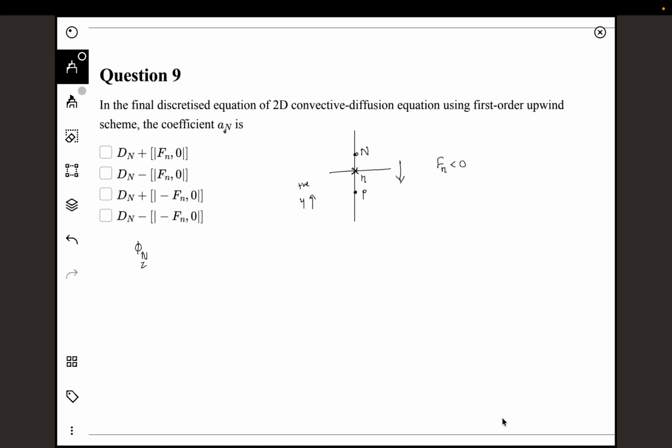So the term should have Fn with a negative sign. The next question is with respect to the plus or minus of Dn. Will this flux be added or subtracted? You can understand that from here. If you write a diffusion equation for this, the net flux that is leaving from this will have a positive Dn times phi P minus phi N, and this will have a negative thing.